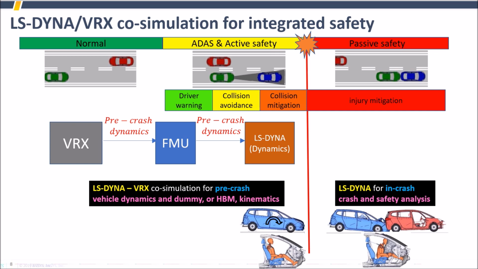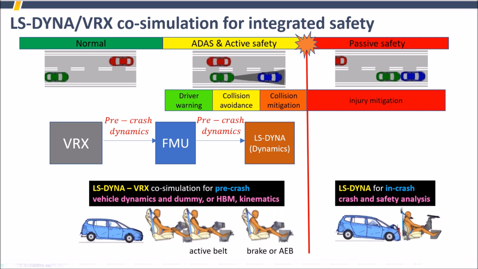In this example, an LS-DYNA vehicle model containing an occupant is coupled with VRX via the functional mockup interface. In the pre-crash phase, VRX determines the vehicle dynamics and LS-DYNA works like a slave, so essentially VRX is prescribing the motion of the vehicle. If the vehicle suddenly applies the brakes during the crash avoidance phase, the occupant will be thrown forward to some extent. When the impact occurs, LS-DYNA takes over control and simulates the crash. So this co-simulation enables the effect of pre-crash dynamics on the occupant position to be included in the crash simulation.